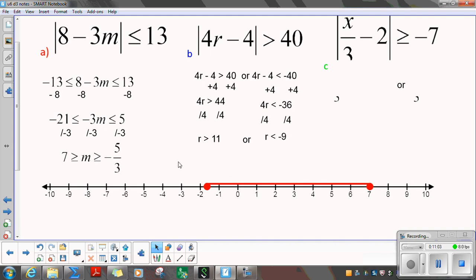So because it's or, I should have two separate inequalities. So at 11, I should have an open circle pointing to everything bigger, and at negative 9, I also have an open circle pointing to everything smaller. Okay, so you guys are going to do C on your own. I think I gave you a hint because I told you it's an or statement. Okay, so give that one a try.